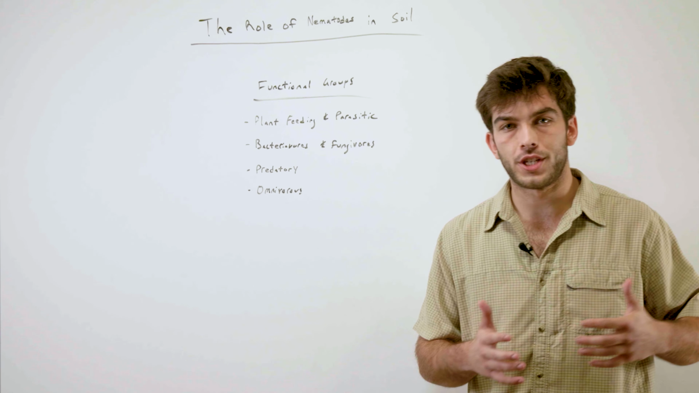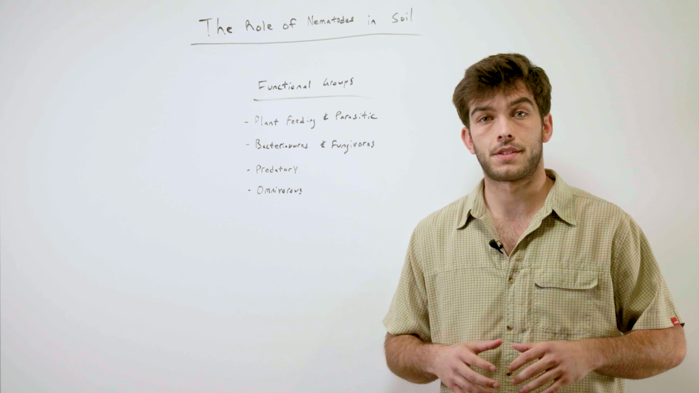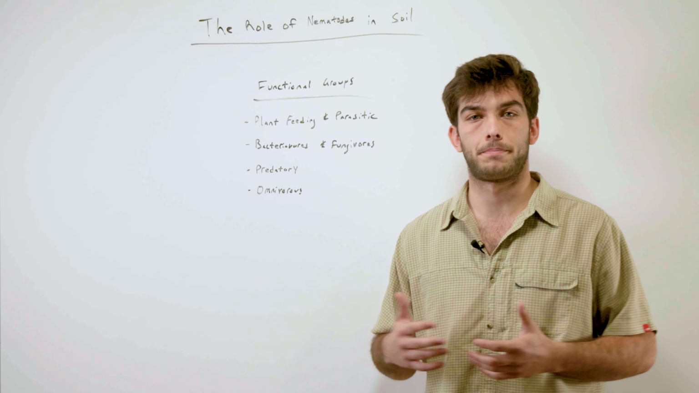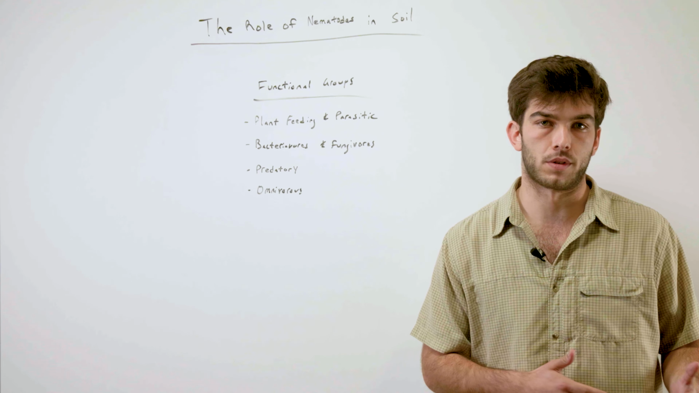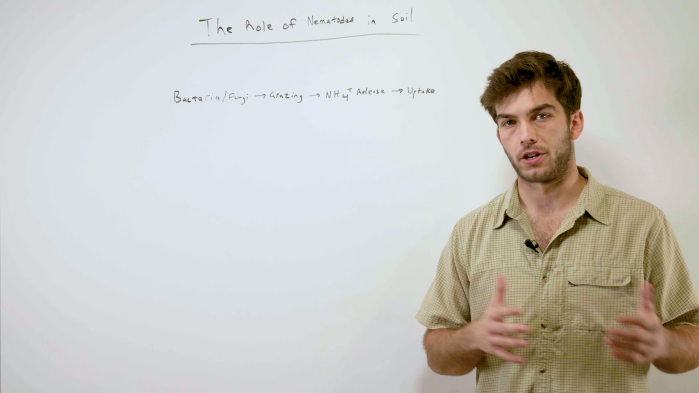Now, some nematodes shift among feeding strategies depending on resource availability. Their presence often indicates stable, mature soil conditions where energy pathways are balanced and no single food source dominates. Now let's understand nematodes' role in nutrient cycling and energy flow.